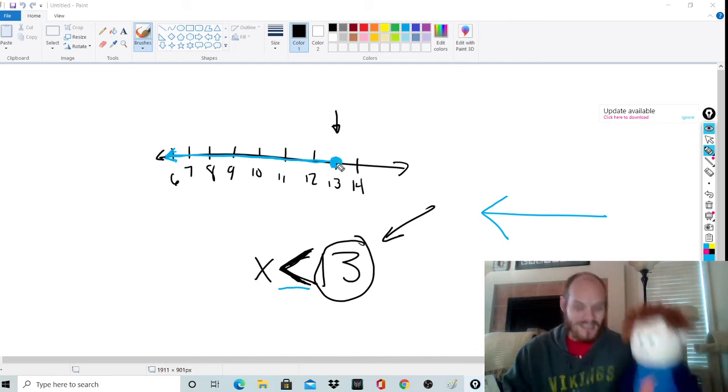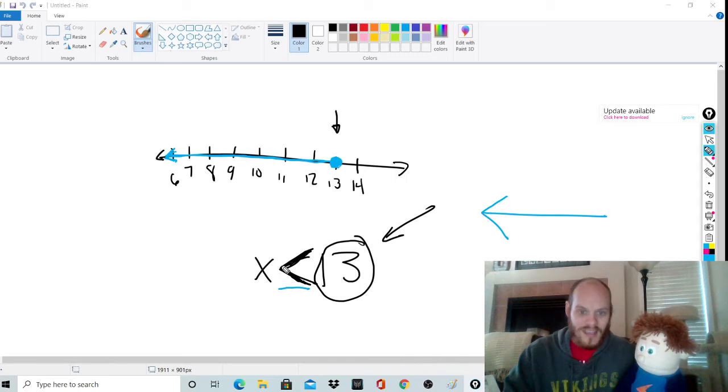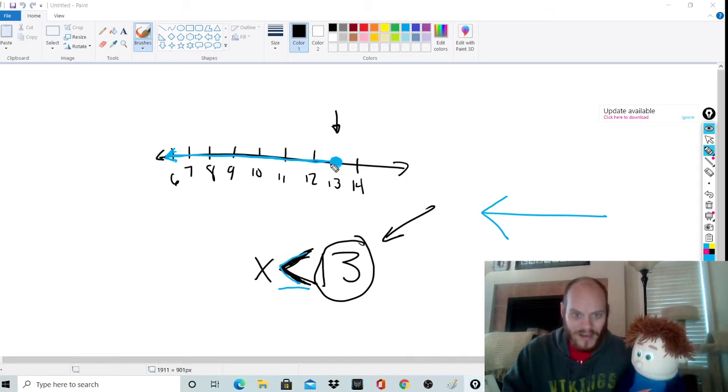That's the big thing. So there's 2 things you need to get from this. One, if it's less than, you draw an arrow pointing to all those numbers less than that number. And then if it's less than or equal to, you fill in a circle.